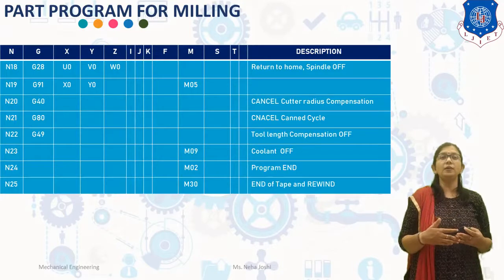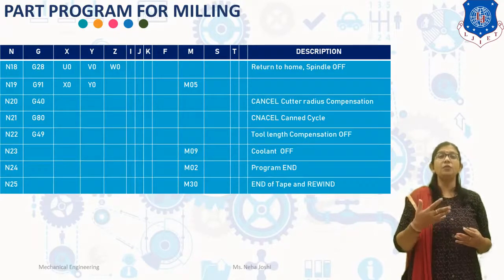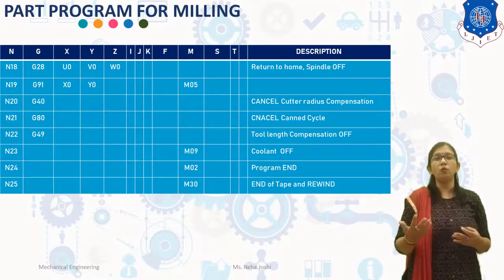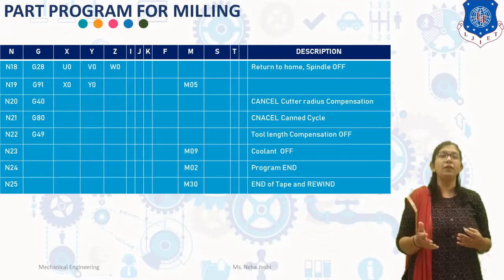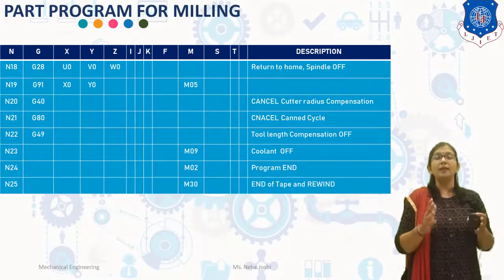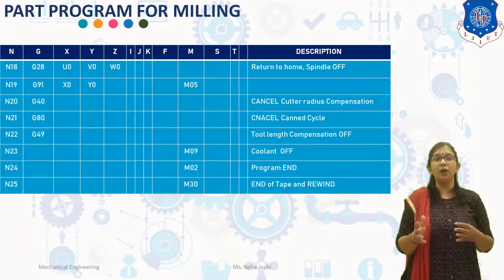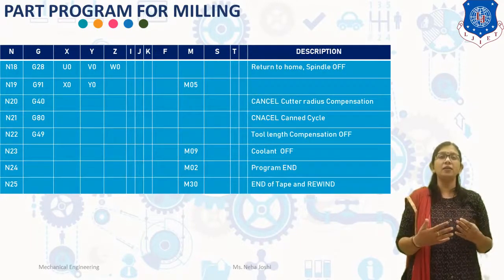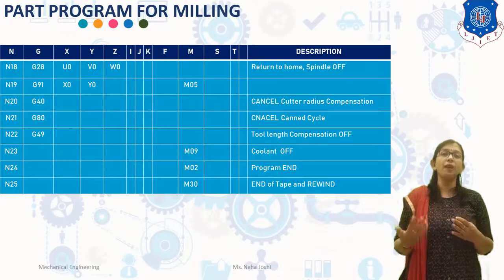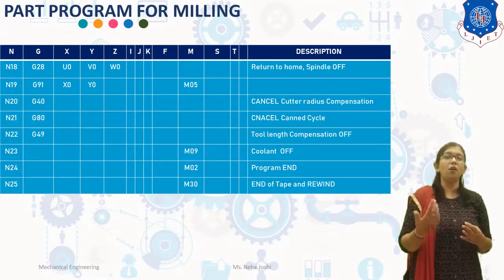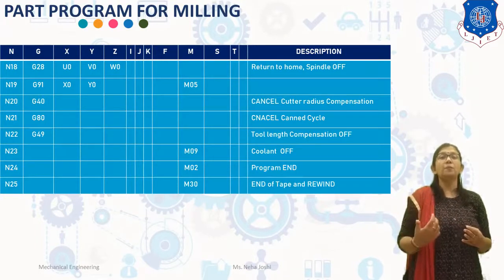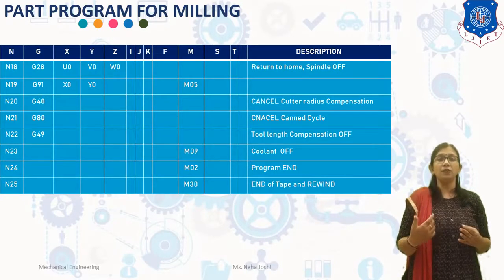The next sequence is N23 and M09 is used for turning off coolant. After that, N24 and M02 is used for ending the program. And the last sequence is N25 and M30, a miscellaneous code, is used for ending the tape, and the tape will rewind automatically. So this is the part program for the milling machine for the given diagram.